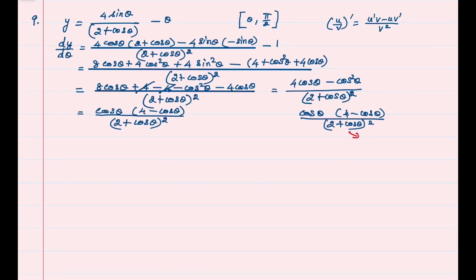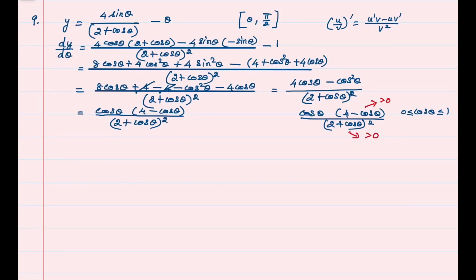Look at the denominator, 2 plus cos theta the whole square. Because of the whole square, we can say that it is always greater than 0, which is positive. Even if theta is 90 degrees, cos 90 will be 0, and 2 plus 0 is 2 square, which is 4. So, always it is positive. And then 4 minus cos theta. We know that in the first quadrant, cos theta is less than or equal to 1 and greater than or equal to 0 in the given domain, closed interval 0 to pi by 2. Therefore, 4 minus cos theta is also greater than 0, which is positive.